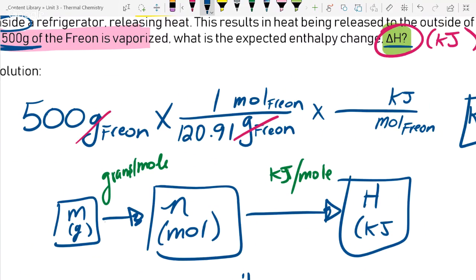I don't know what the number is. Say it was 12. Is it going to be 12 kilojoules released when we vaporize 1 mole of freon? Or is it going to be 1 kilojoule released when we vaporize 12 moles of freon? Again, I don't know the number. You have to look up the actual number. But the question is, what number goes here? What number goes there? Take a minute and fill that out.